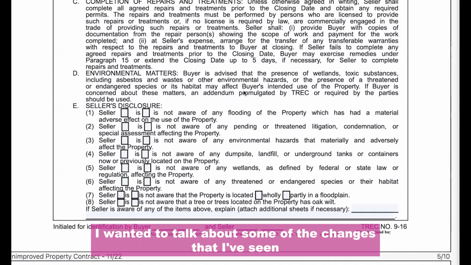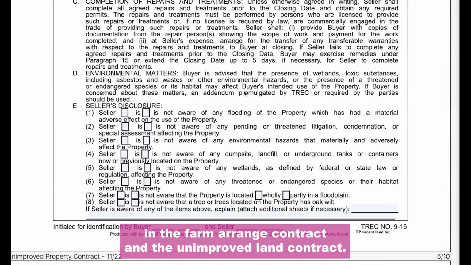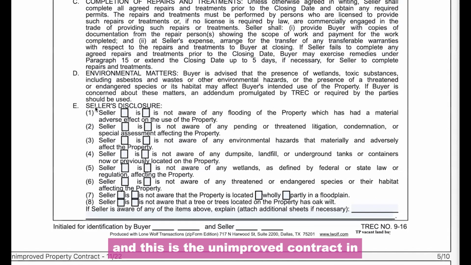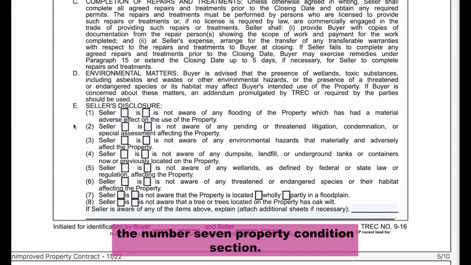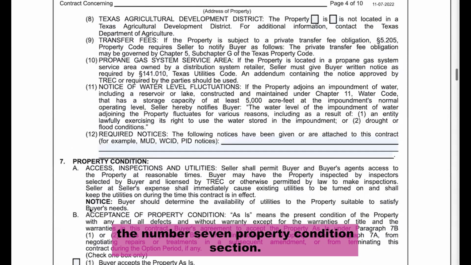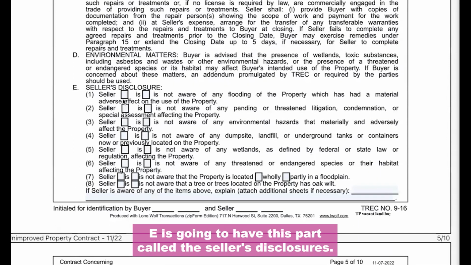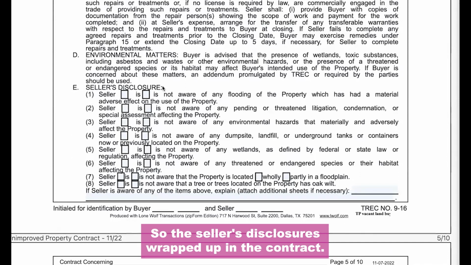I wanted to talk about some of the changes that I've seen in the farm and ranch contract and the unimproved land contract. So there's this section which you'll see here, and this is the unimproved contract, in number 7, property condition, section E, is going to have this part called the seller's disclosure.